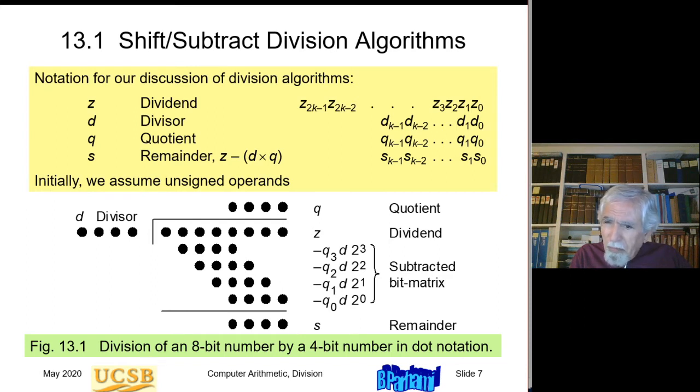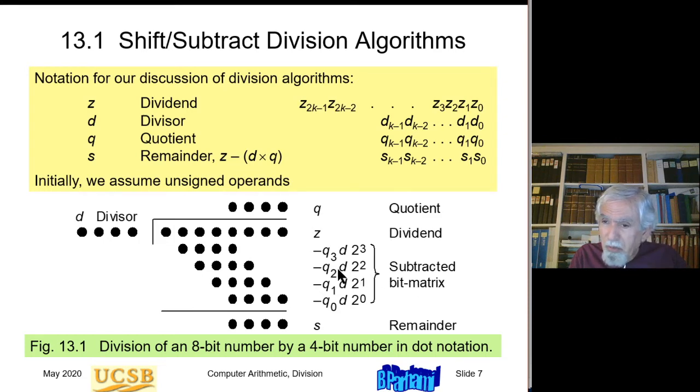So these numbers that you see here are basically the product of the chosen digit. Let's say the first one is q3 times d times 2 to the 3. 2 to the 3 is that 3-bit shift. And it's there because the weight of this bit is 2 to the 3.